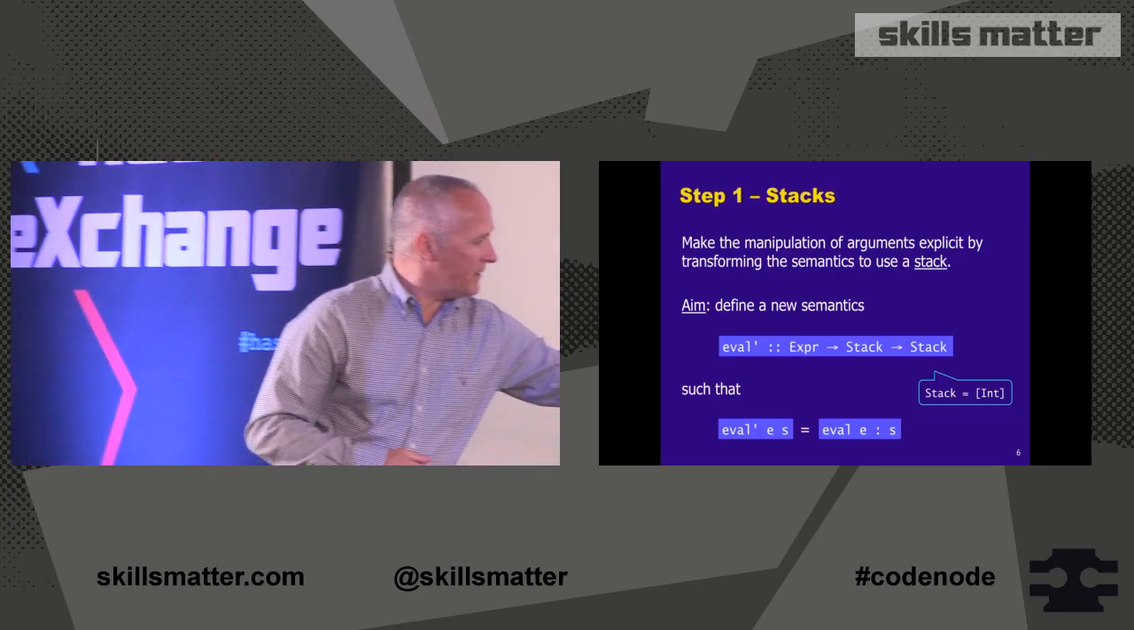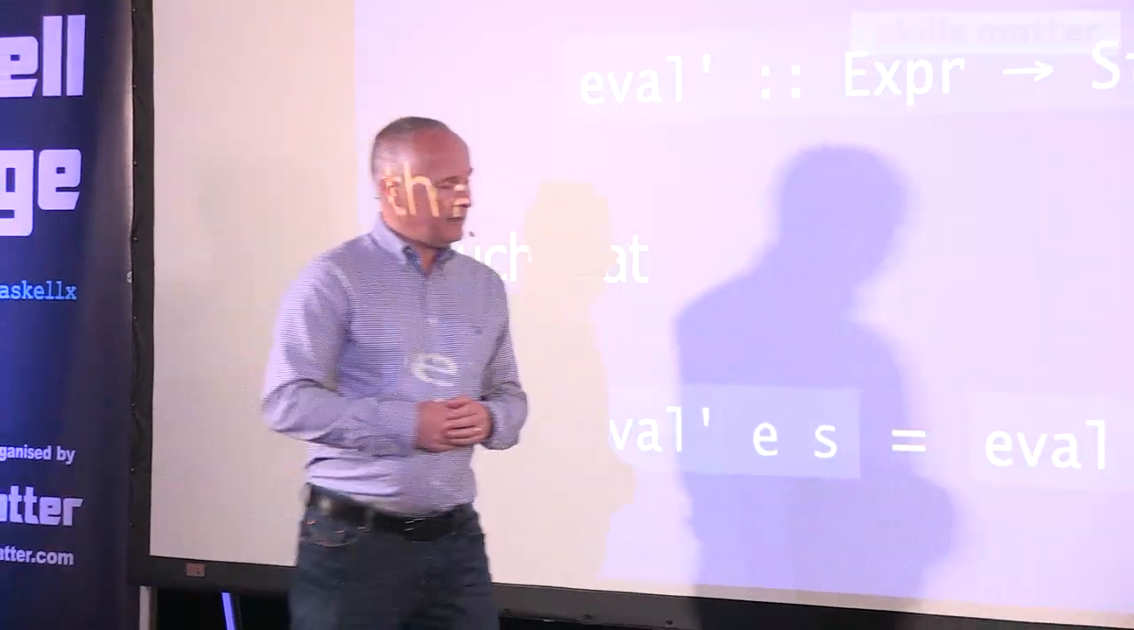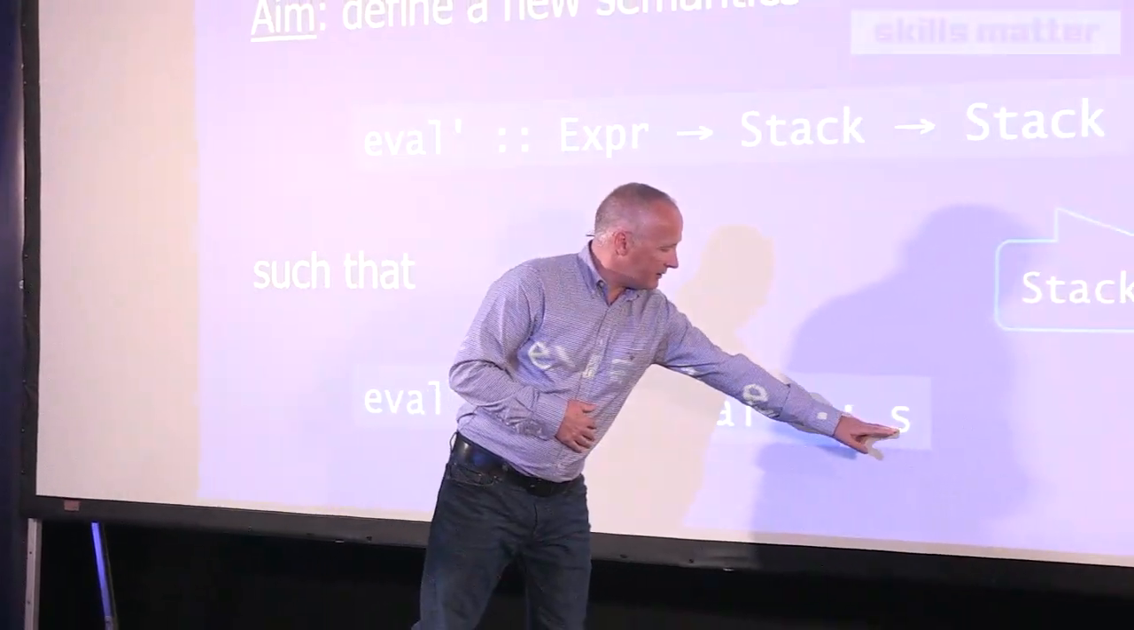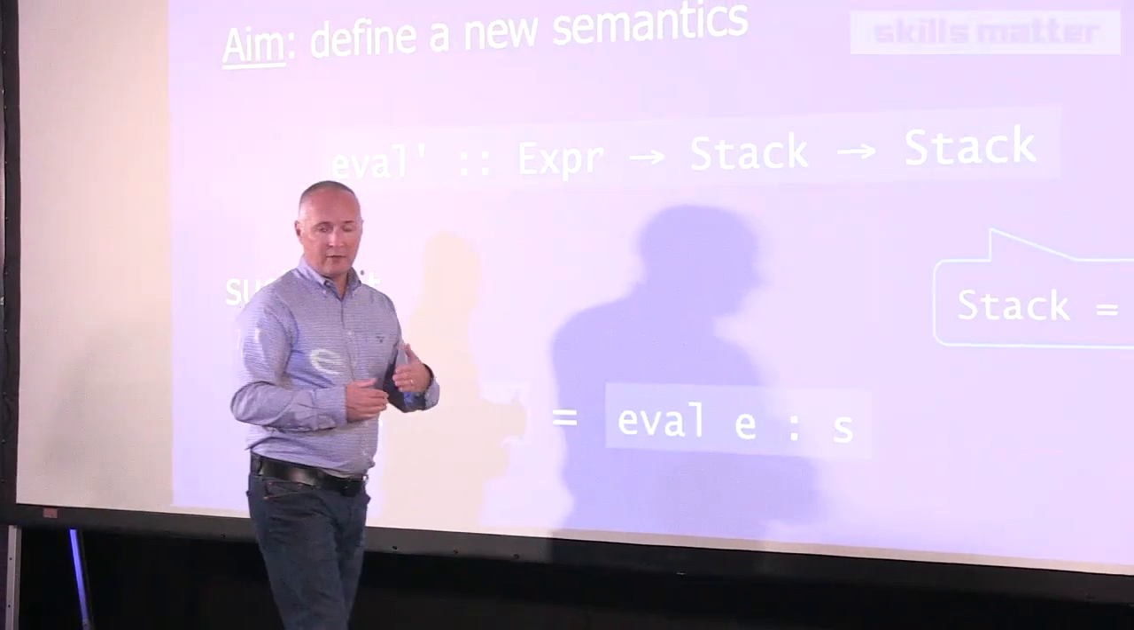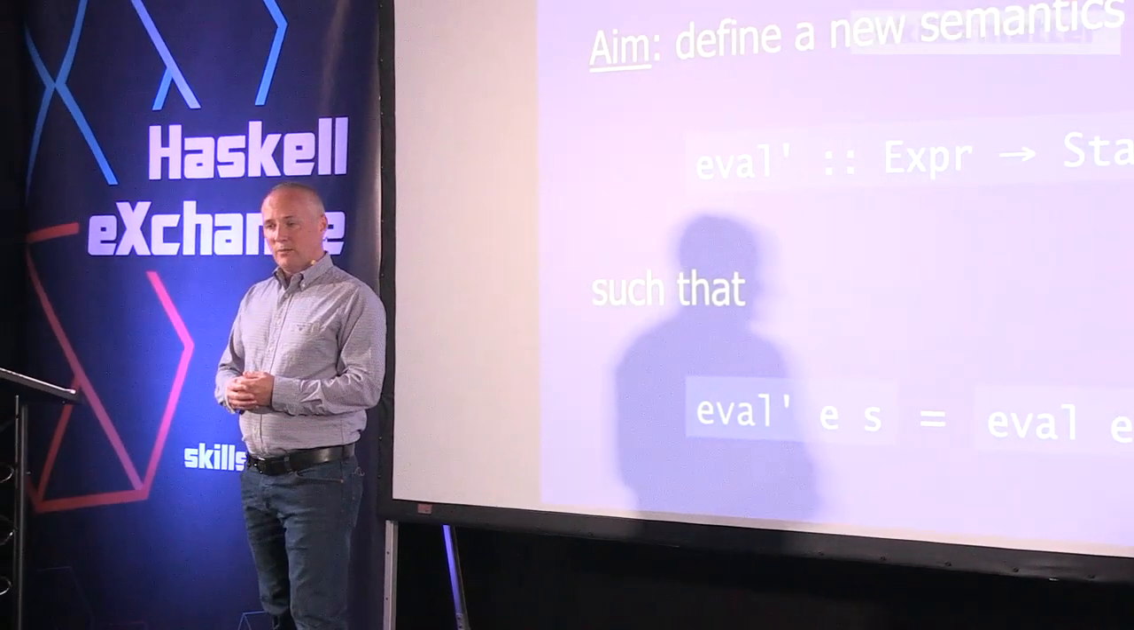And the behavior we'd like of this function is specified by the little equation at the bottom. So it's very simple to understand. It says, if you give my new semantics an expression E and a stack S, what I want is that I'll get the same stack back as I started with, except I'll have one extra value sitting on top of the stack, and that's the value of that expression.